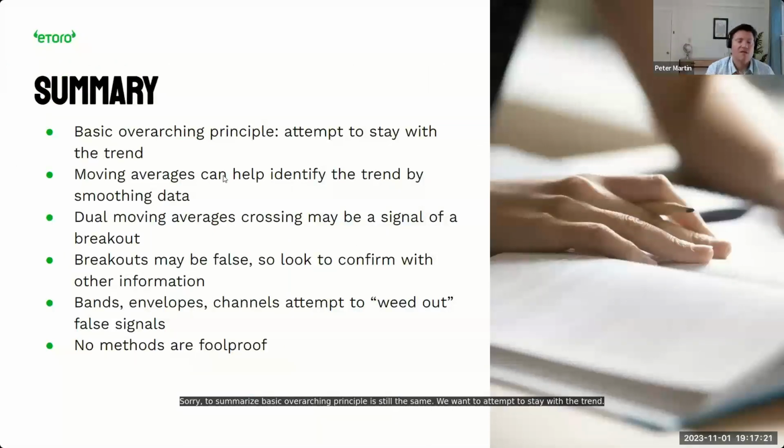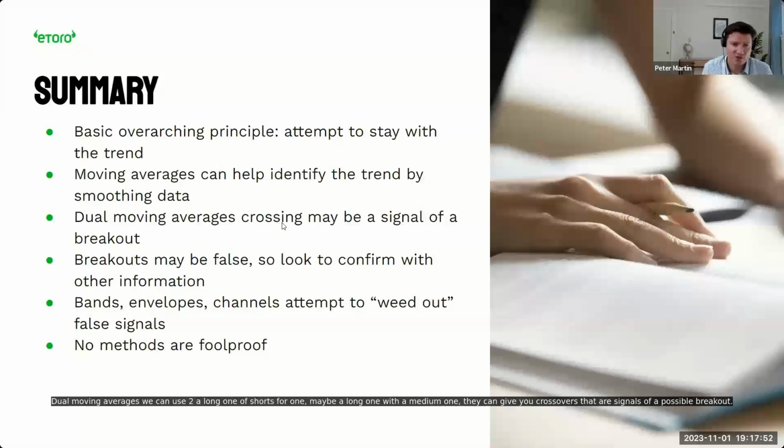So, to summarize, the basic overarching principle is still the same. We want to attempt to stay with a trend. This was our really core principle idea from last time: the trend is our friend. Moving averages can help identify the trend by smoothing out the data, stopping us focusing on short-term fluctuations to try and see beyond that to get insights about longer price trends.